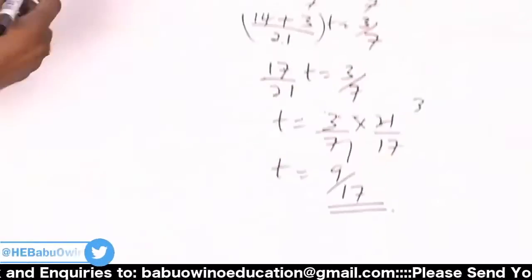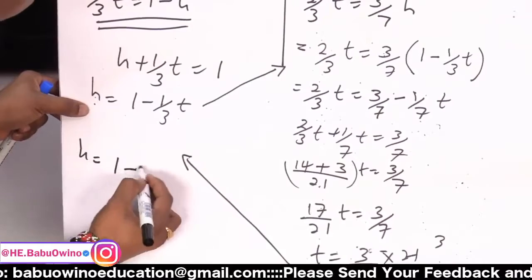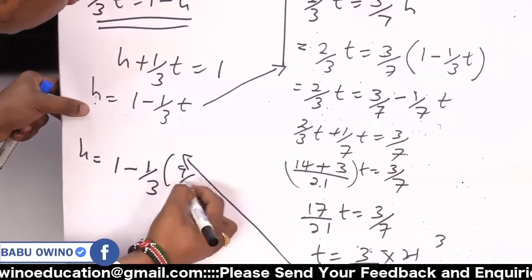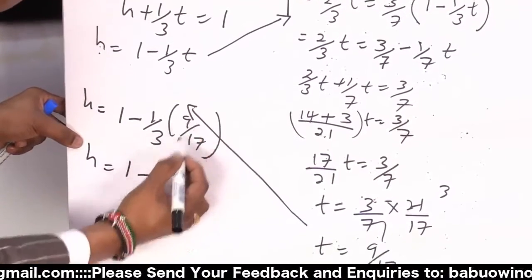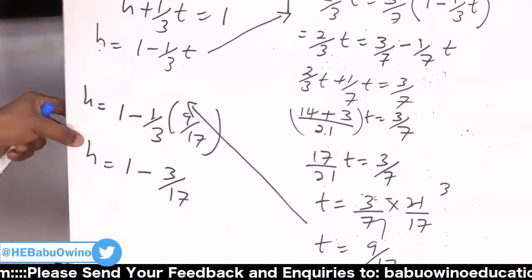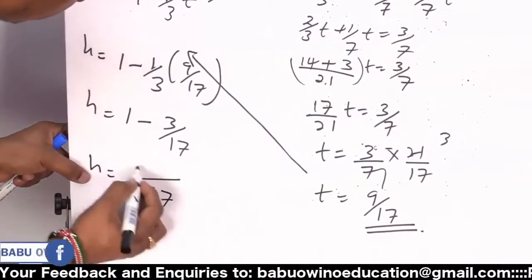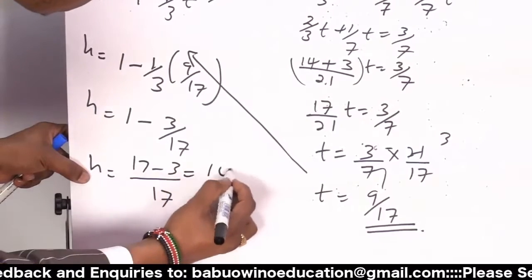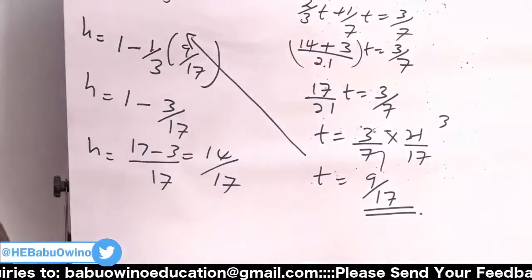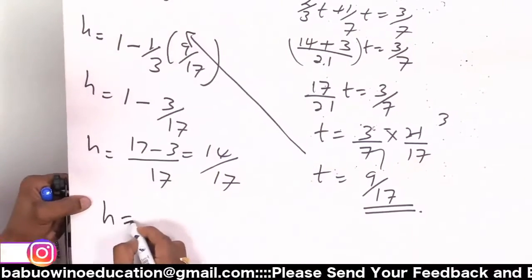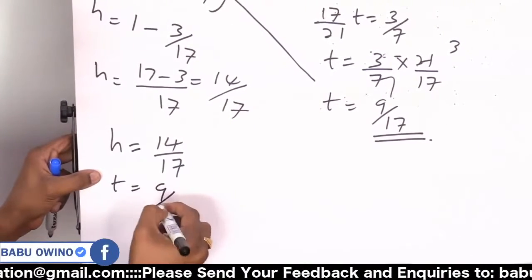Just come here and replace the value of h. So h equals 1 minus a third, but our t is 9 over 17. So h equals 1 minus, when you open this up, it becomes 3 over 17. So simplify this, h equals, LCM is 17, then this is 17 minus 3, becomes 14 over 17. So our h is 14 over 17 and our t is 9 over 17.